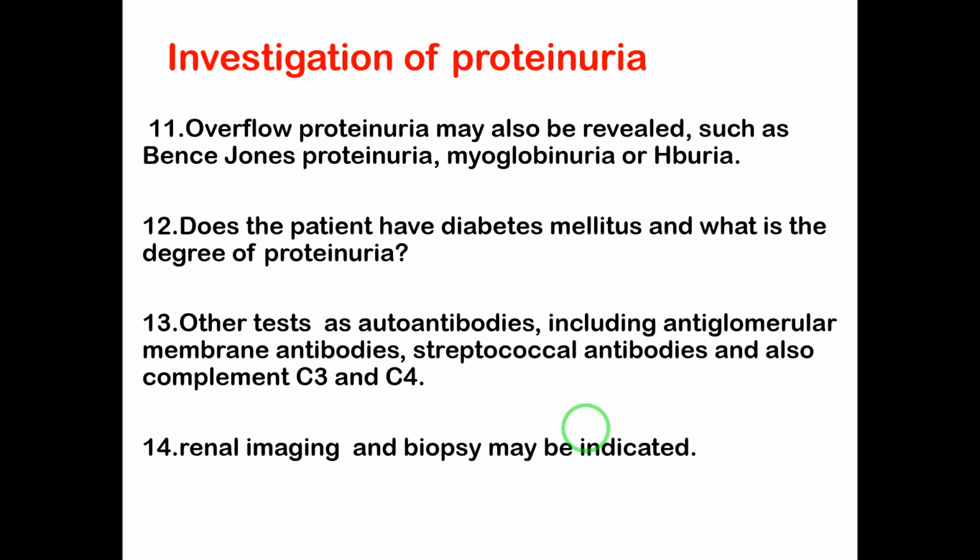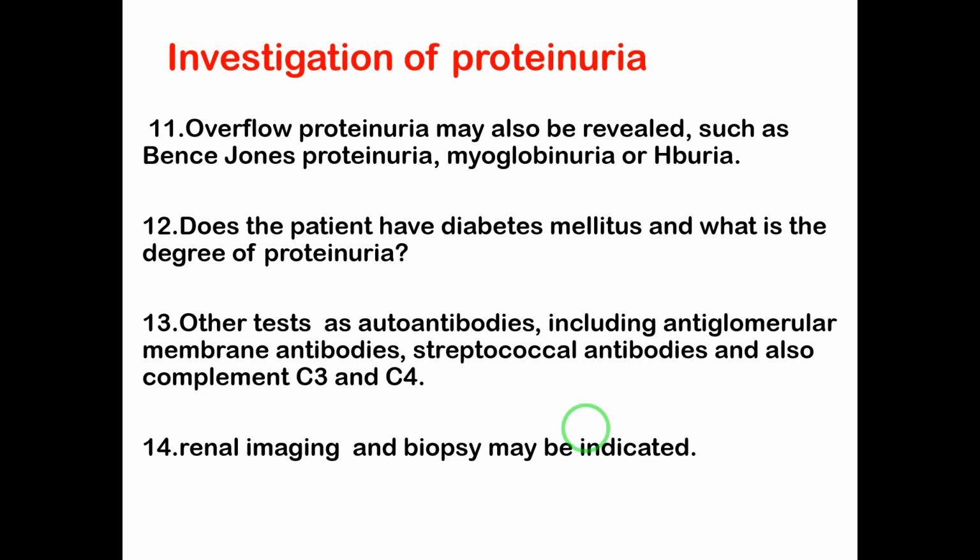Also, we check for certain proteins. For example, when we see that the total urine protein is high, the quantity is more than 200, then we will check not only albumin, and we will do special tests for myoglobinuria, hemoglobinuria, and Bence-Jones proteinuria in multiple myeloma. Each of these proteins has a specific test that can be used to detect them.